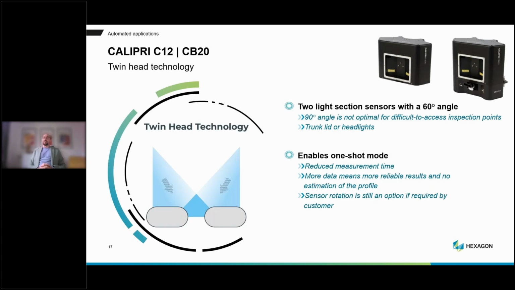We have a very deep scan because we scan from both sides. We can still rotate if it's required. We don't have to. Quick measurement time, but still rotation possible.